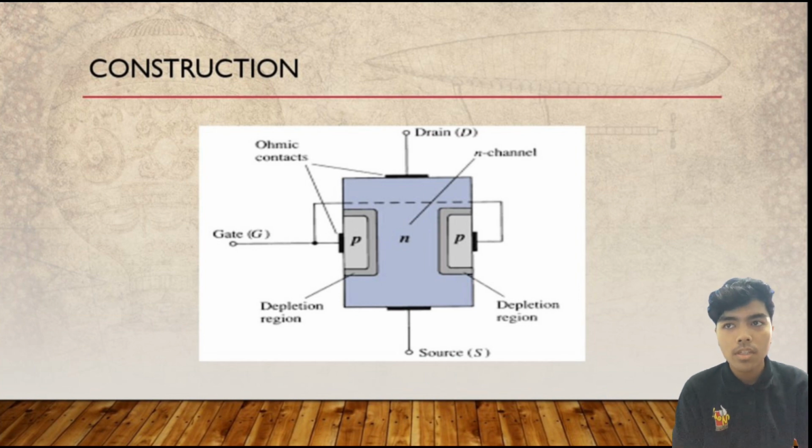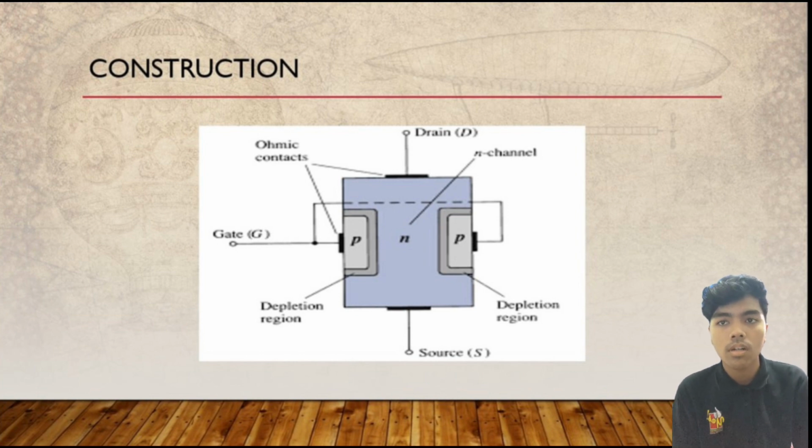Construction. The figure shows the structure of an N-channel JFET. As it is N-channel, the main current path will be the N substrate. The two P substrates are diffused into the N substrate on either side. The two P substrates are shorted together using metallic contacts, and it is the gate terminal. The drain and source terminals are connected as shown in the figure. That's pretty much all there is to the construction of JFET.